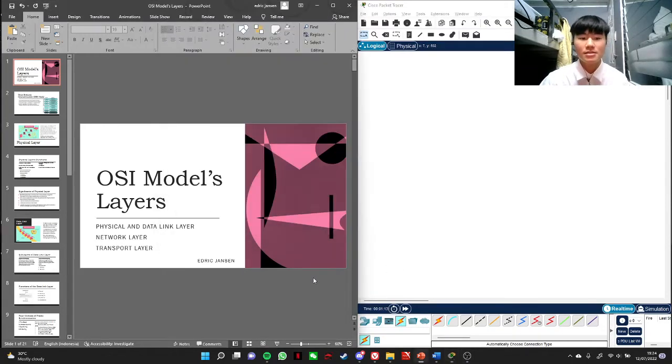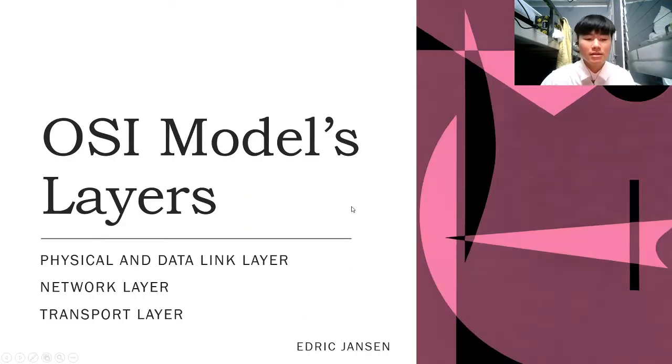Hello, so now I will be doing a presentation on the physical and data link layer, network layer, and transport layer in the OSI model. Okay, so first we will do an introduction to the OSI model for the lowest layer.